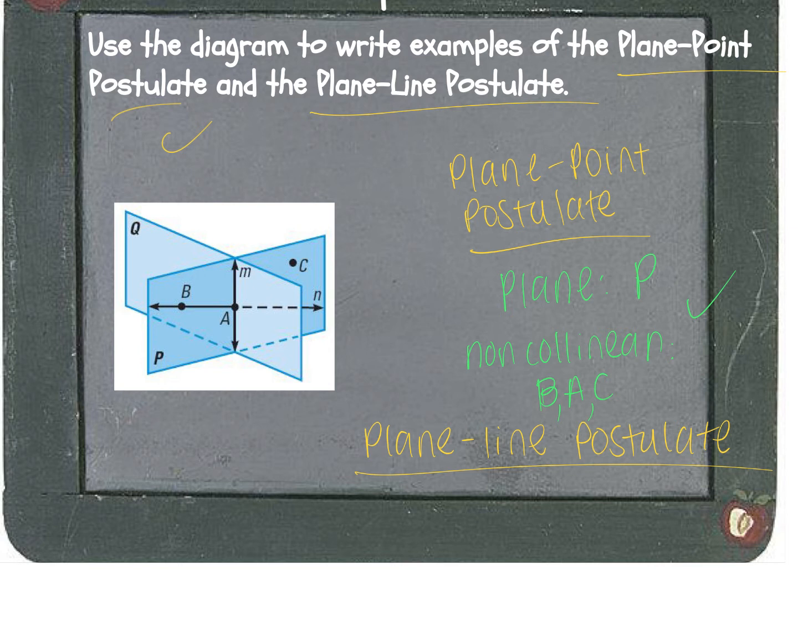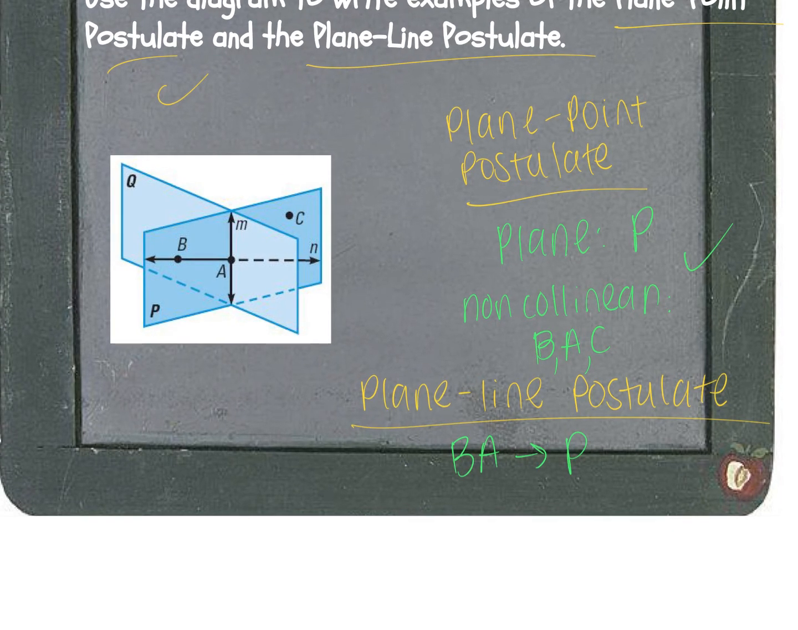If 2 points are in the plane, so we need 2 points in a plane. Pick 2 points in a plane. B and A. And what plane do they belong to? P. What does it need us to infer from that? Read the rest of the postulate.